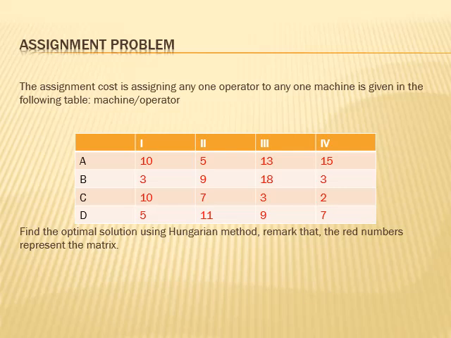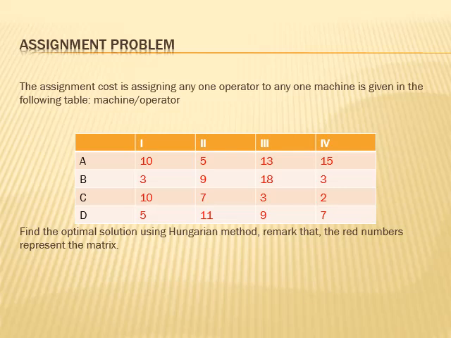Subtraction or row subtraction, then column subtraction, then draw the lines which will cover the rows or columns containing the minimum number of zeros. If the number of lines equals the number of columns or the number of rows, then we get an optimal solution.